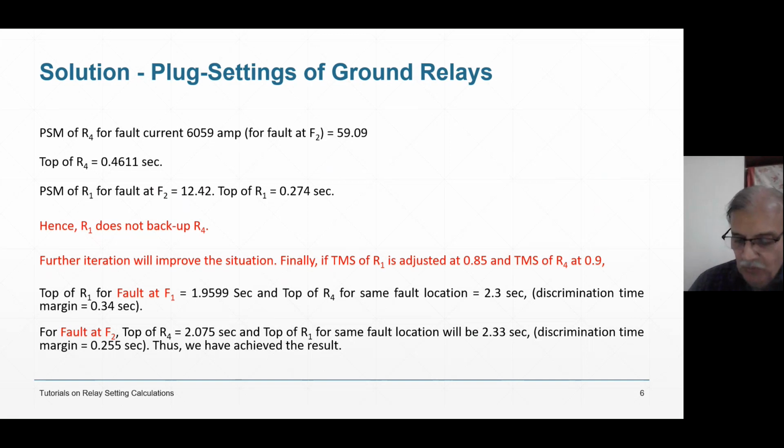6059 is my current. My CT ratio for R4 is 1000, so divided by 1000 takes me to 6.059. That is the current through the secondary of CT4, right? Minus 0.15 I have to do. So that takes me to 5.909, and that divided by 0.1 gives 59.09.